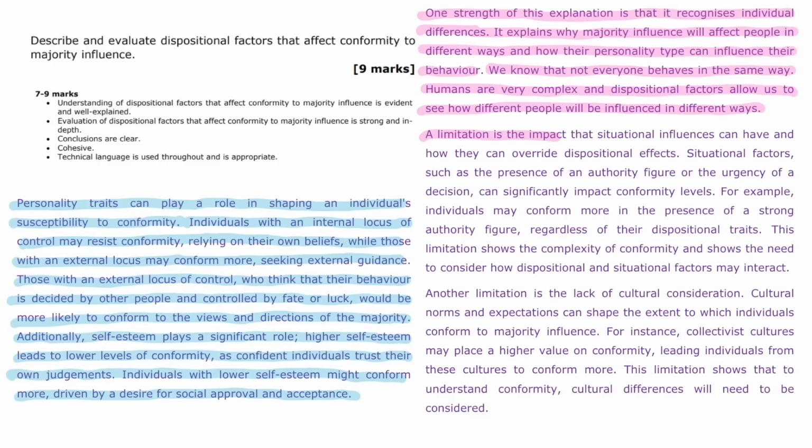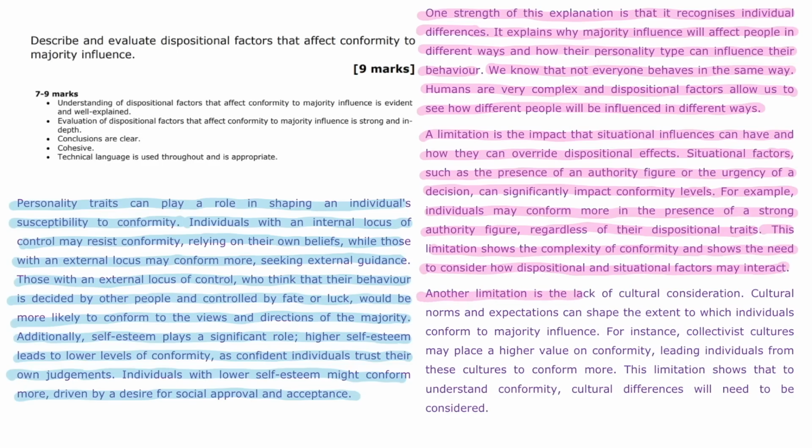A limitation is the impact that situational influences can have and how they can override dispositional effects. Situational factors, such as the presence of an authority figure or the urgency of a decision, can significantly impact conformity levels. For example, individuals may conform more in the presence of a strong authority figure, regardless of their dispositional traits. This limitation shows the complexity of conformity and shows the need to consider how dispositional and situational factors may interact.